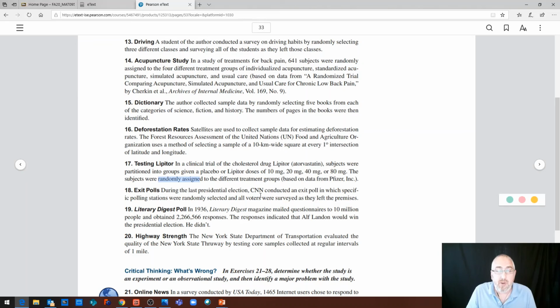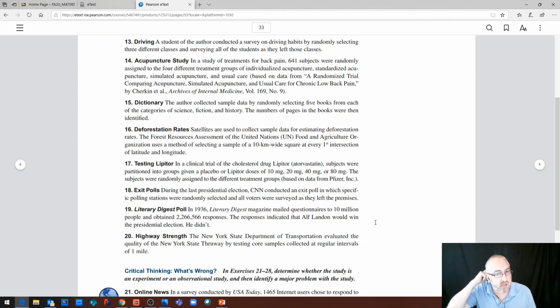So there's not really 2 layers to this one at all. There's just the one layer. How were the subjects put into those treatment groups? It was randomly done. All right, I'm going to just do one more just because I want to make sure you see enough of a variety. Let's do 19. Literary Digest poll.